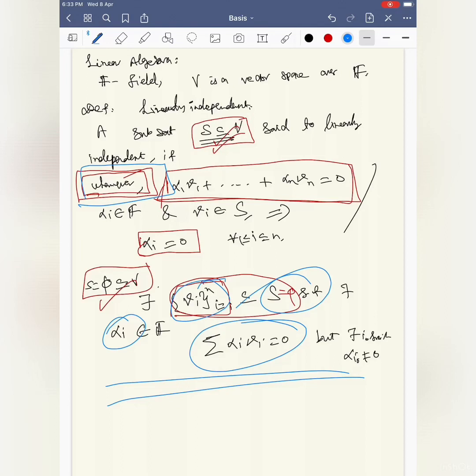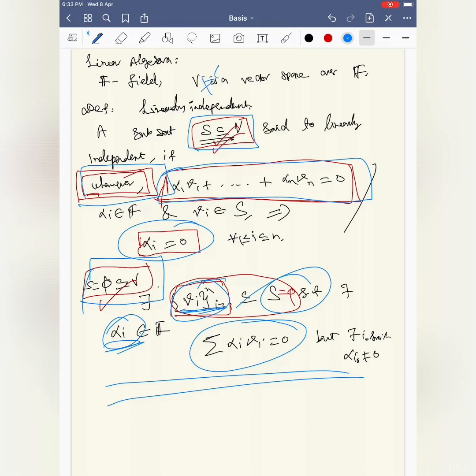Again, I'm telling you that whenever I say a subset is linearly independent, if this happens, then I have to show this thing. If I want to say something is linearly dependent, then I want to show the existence. From here it's very clear that S equal to empty is linearly independent in any vector space.